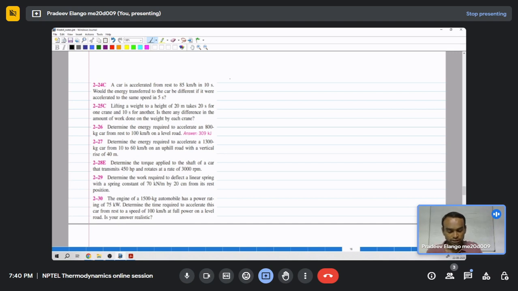A car is accelerated from rest to 85 km/h in 10 seconds. Would the energy transfer to the car be different if it were accelerated to the same speed in 5 seconds? Can you guess if the energy transfer will be different or same?